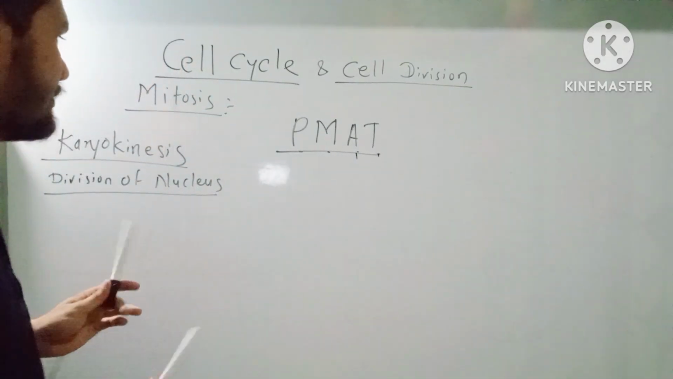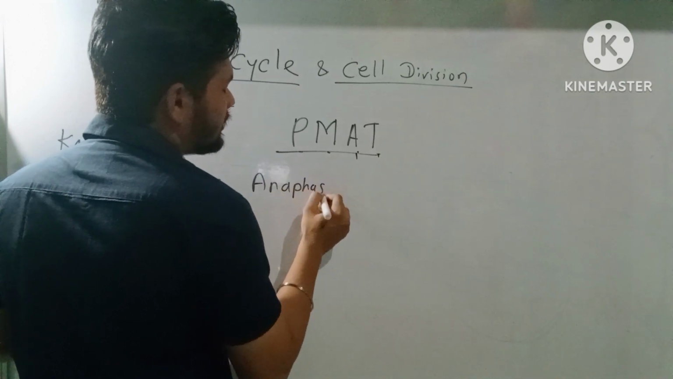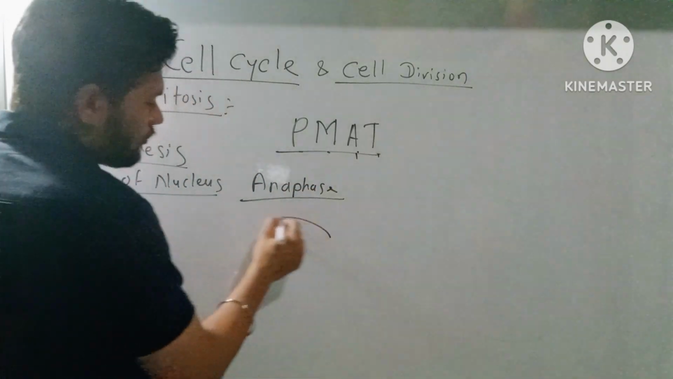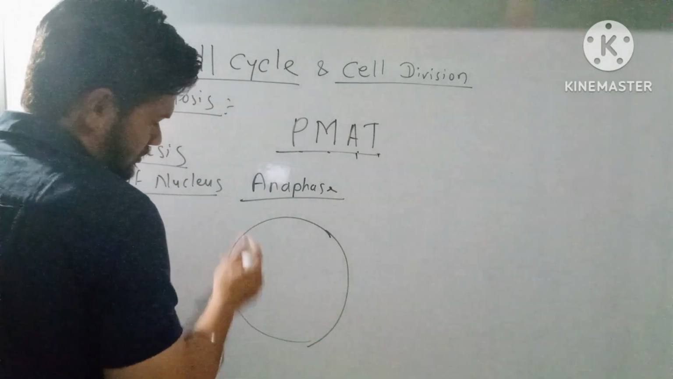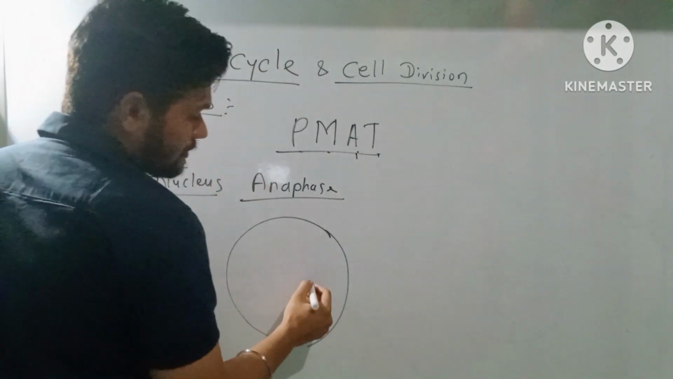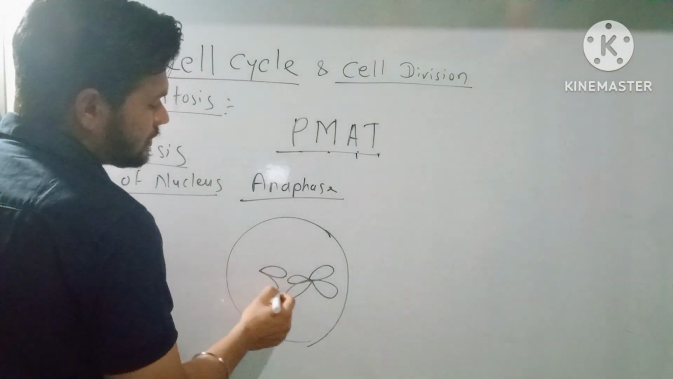So let's see what happens in the anaphase. Anaphase is known for the splitting of chromosomes. So how are these chromosomes getting separated from each other? Let's see.